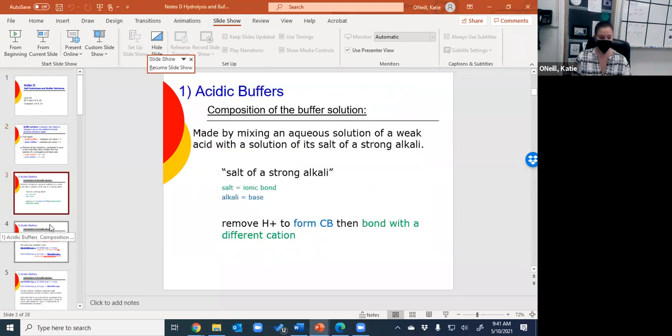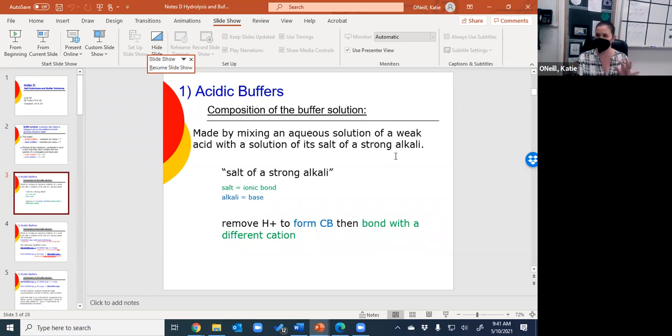So now we need to know what makes up each type of buffer. So we'll start with acidic buffers. They're going to maintain the acidic range of the pH, and they're going to be made by mixing an aqueous solution. So these do have to be things that can dissolve. And the weak acid is going to be in combination with the salt of its conjugate base.